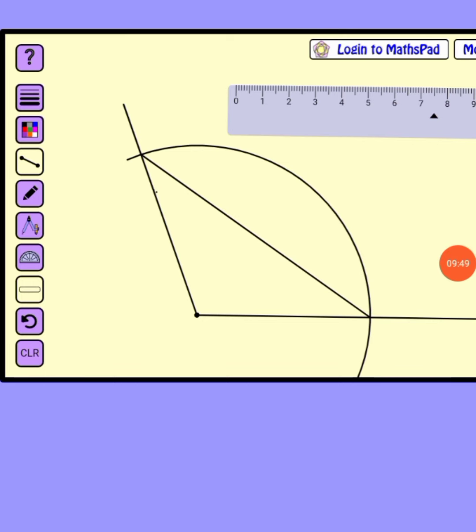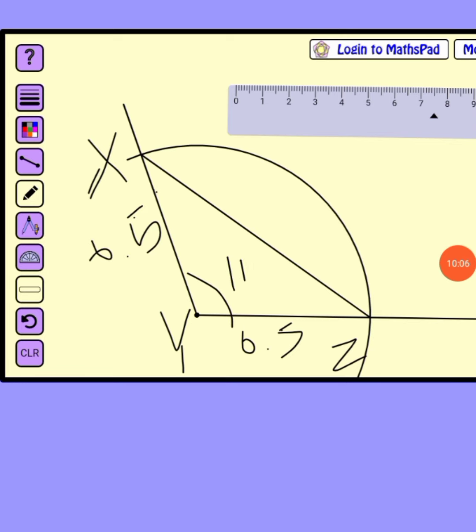Okay. So now this will become, let's say X, Y and Z. Triangle XYZ. This is 6.5 each. And this is 110 degree. Just note that down.